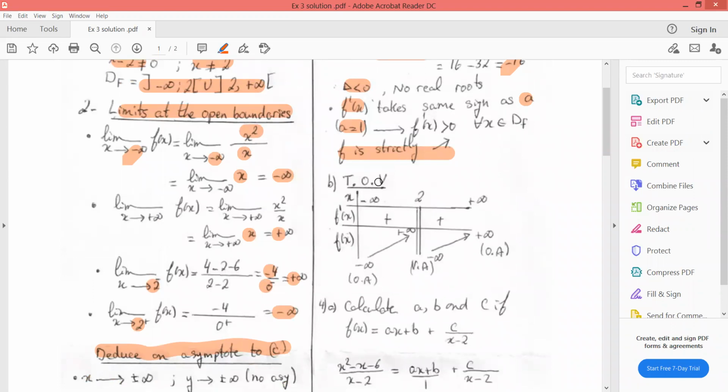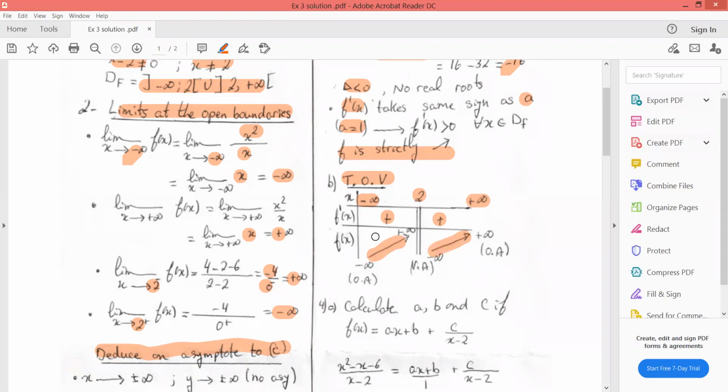Yes. Table of variations. To make the table of variations, first the domain: minus infinity, 2. We have a bar at 2, then plus infinity. There are no values from f prime x, so we don't put any value. We have seen that f prime is positive, so f is strictly increasing. It is increasing here, and it is increasing here.